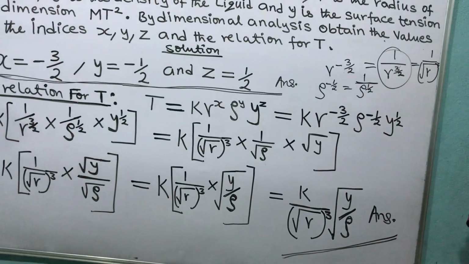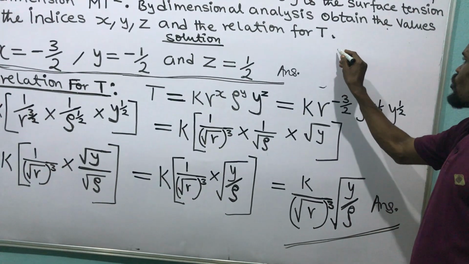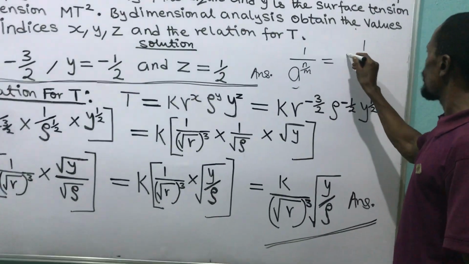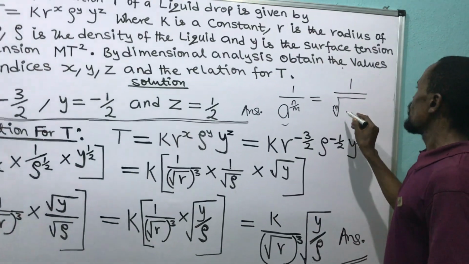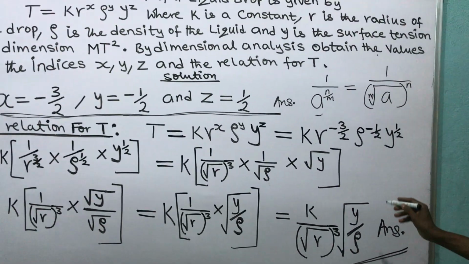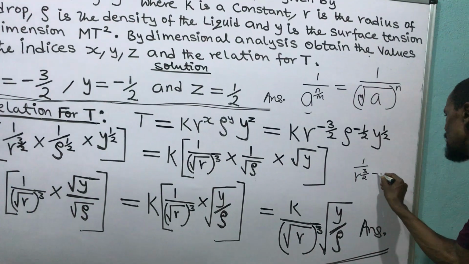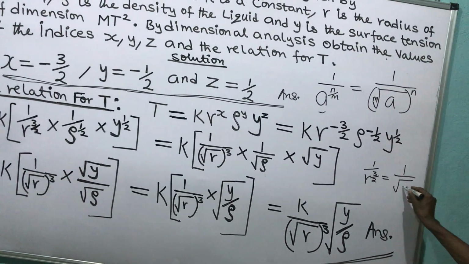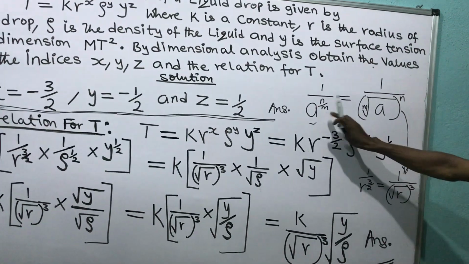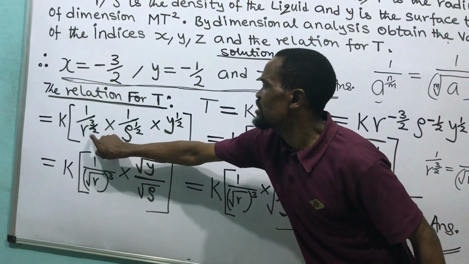And you remember again that indices told me that if I have 1 all over a raised to power n over m, I can write it as 1 all over the m-th root of a, all raised to power n. If I'm applying this law, therefore I can write 1 all over r raised to power 3 over 2 as 1 all over root of r, all raised to power 3. And this has turned to be this.